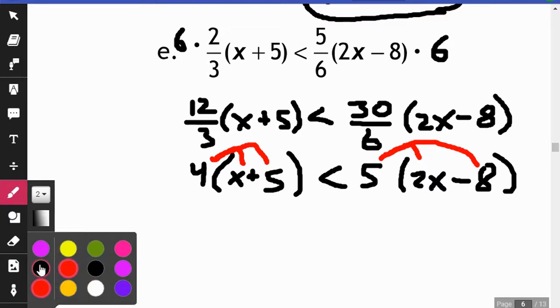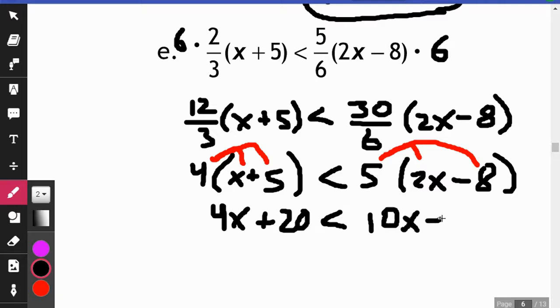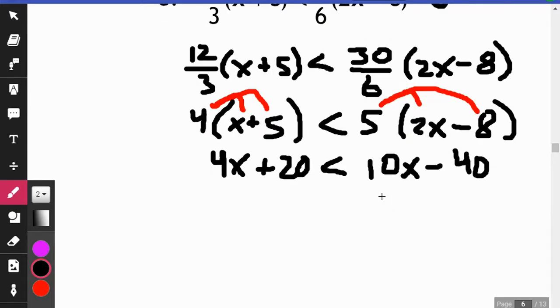Okay, so now I got to distribute and solve. 4x plus 20 less than 5 times 2 is 10x minus 40. There. All right, so we have nice numbers. I want to get rid of some of these x's. I'm going to get rid of 4x's over here. But I have to get rid of 4x's on the other side as well.